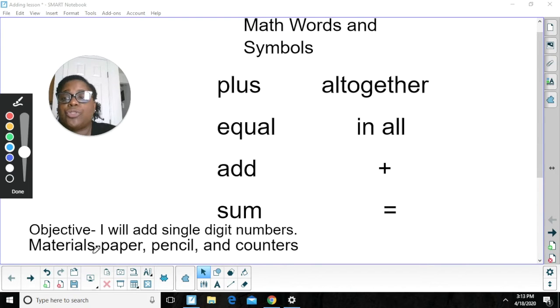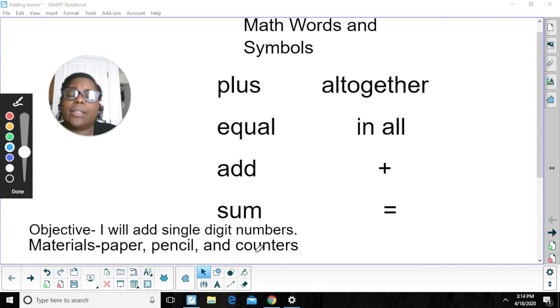The materials that you're going to need are a paper, pencils, and counters. Now your counters can be pennies. If you have blocks around the house, you can use blocks. You can use spoons. You can use, if your mom has bobby pins, you can use your sister's barrettes.